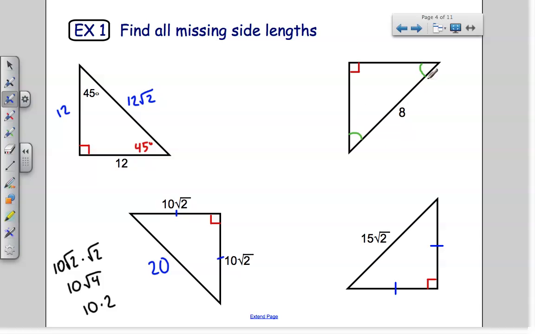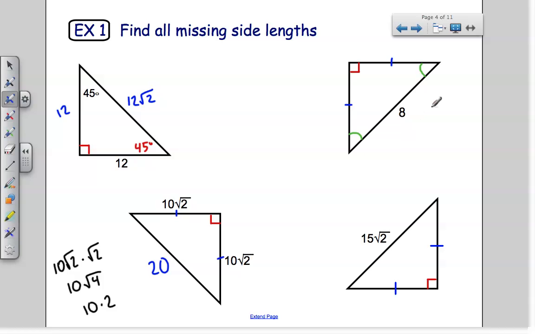What about in this triangle? Is it a 45, 45, 90? Well, it is a right triangle. I have 2 congruent angles. Oh yeah, so those both have to be 45-degree angles then. So this is a 45, 45, 90, which means I know that those legs are congruent. In this case, I have the hypotenuse.